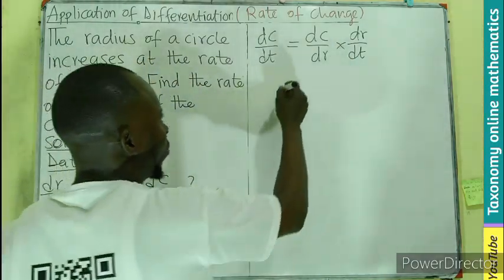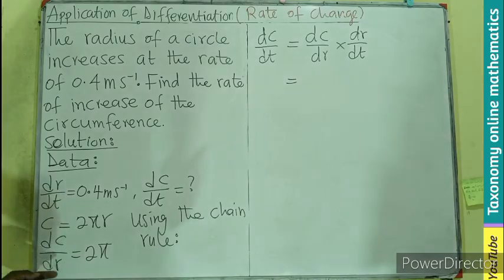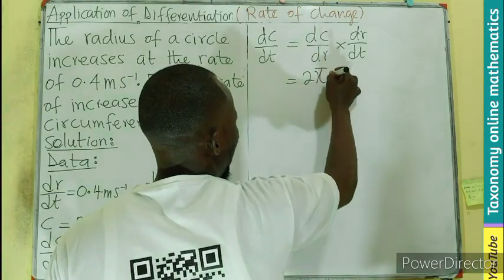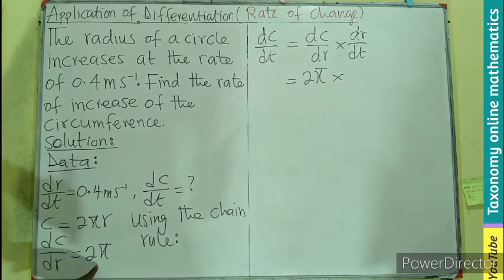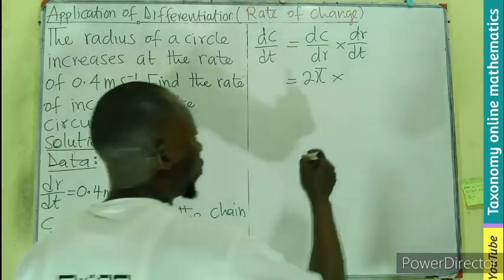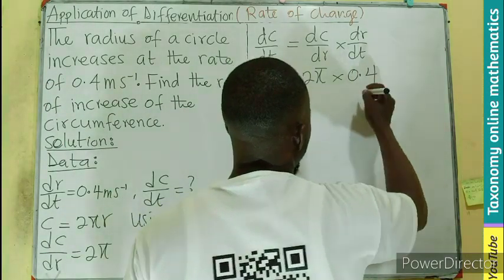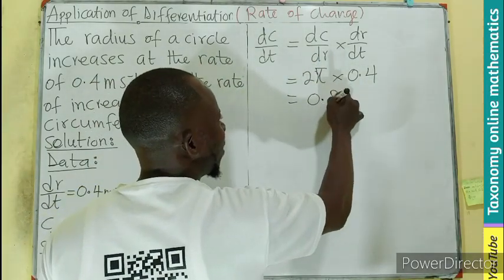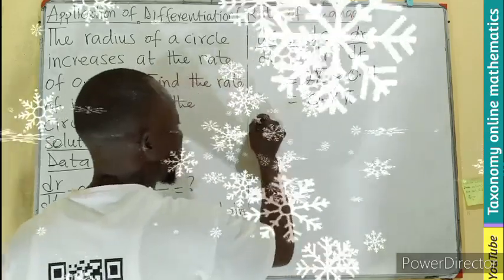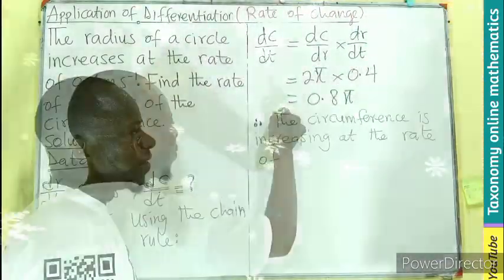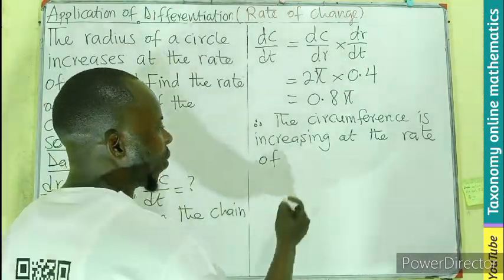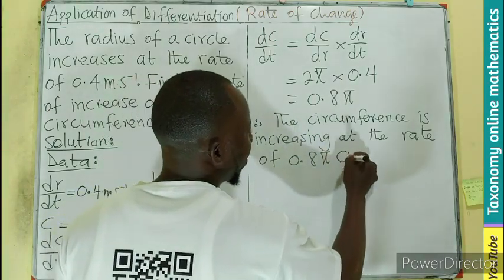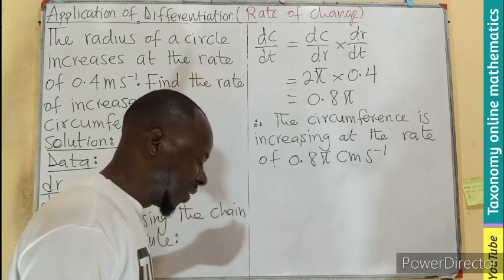So we are only going to do substitution. dc/dr is given to us as what? 2 pi. Then dr/dt is also given as 0.4. And when we multiply that, that will give us 0.8 pi. So therefore, we can say that the circumference is increasing at the rate of 0.8 pi per second.